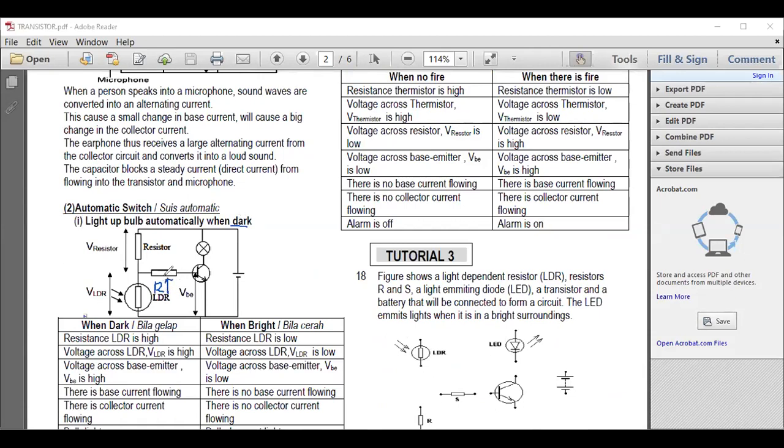So automatically the voltage across the LDR will be high. So what happens? Automatically the voltage across the base will be higher. So what happens now is there will be base current because the charges can flow through the base. So there will be collector current. So now the bulb will light up.